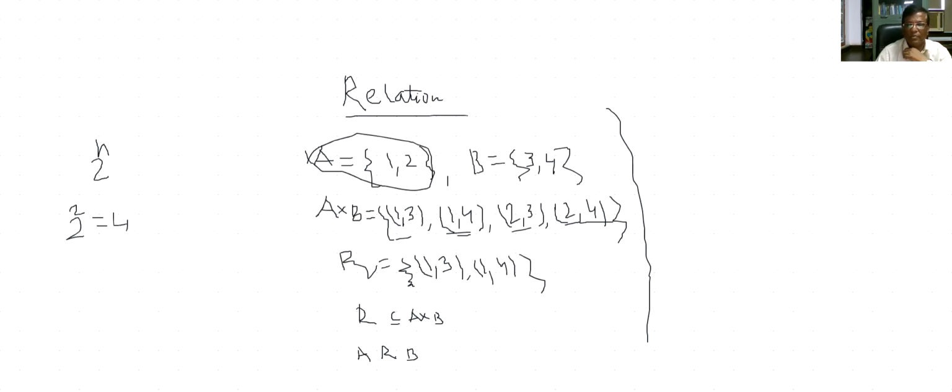Similarly, B has two elements, so this will also have four subsets. If I ask you how many subsets A cross B will have, there are four elements in A cross B, so the number of subsets in A cross B will be 2 to the power 4, which is 16. This A cross B may have 16 subsets, and every subset leads to a relation between these two sets. So it is very important for you to understand how to count the number of subsets associated with a particular set you are taking for your discussion.